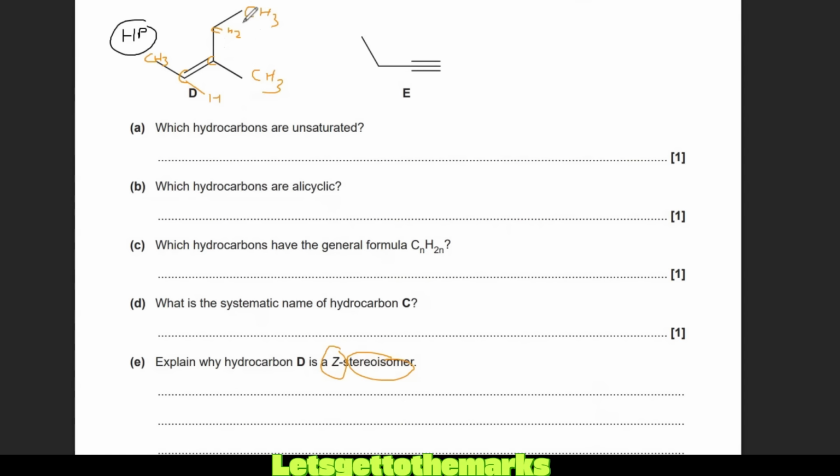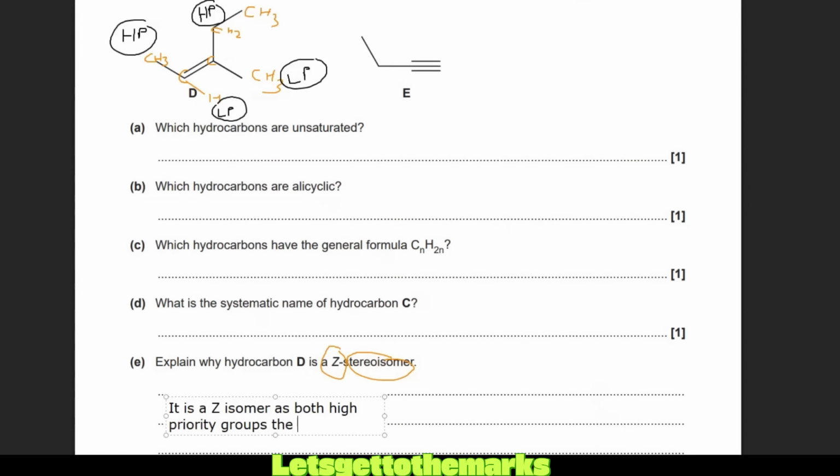Or what you can do is you could add the total of that ethyl group up and say that is 29 atomic number, sorry, and this is 15. So 29 beats 15. So you can do it in different ways. However you want to explain it, this is also high priority. And because this has a lower atomic number than the ethyl, it's low priority. And because the hydrogen is lower than the methyl, it is low priority. So we just need to say, let's put that into words. So it is a Z isomer as both high priority groups, the methyl and ethyl, are on the same side of the double bond. And I think that would do the trick.